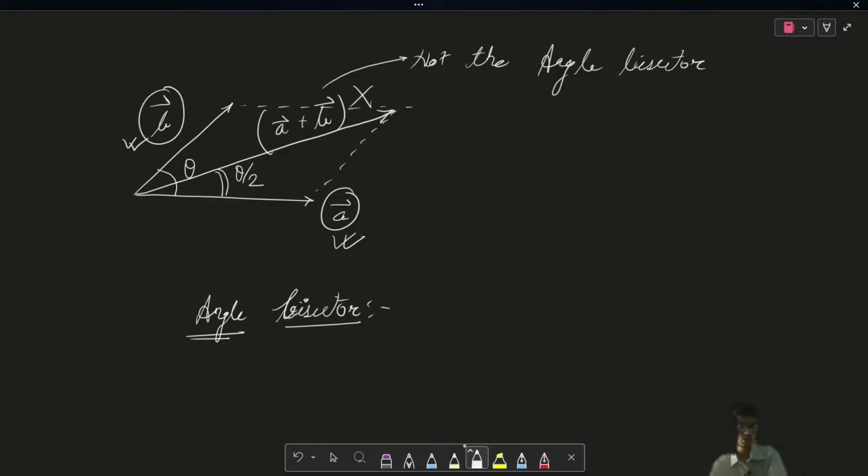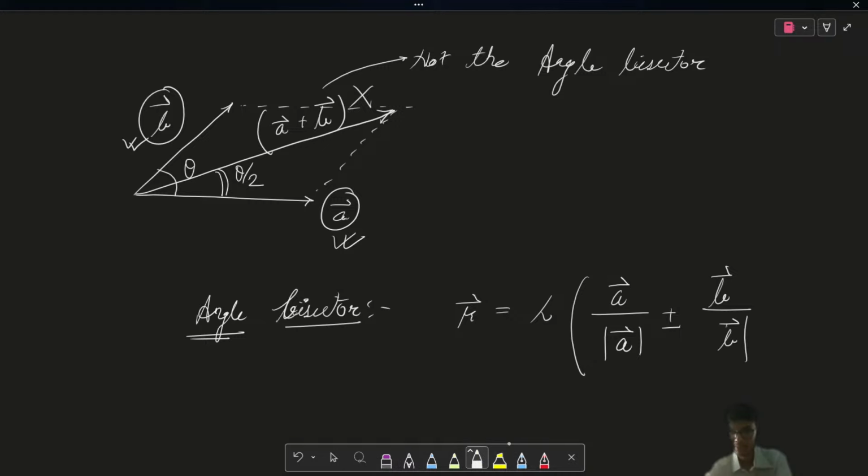So I can say that R vector, my angle bisector, will be some lambda times of A vector upon magnitude of A vector plus or minus B vector upon magnitude of B vector. Alright, so this will be the result.